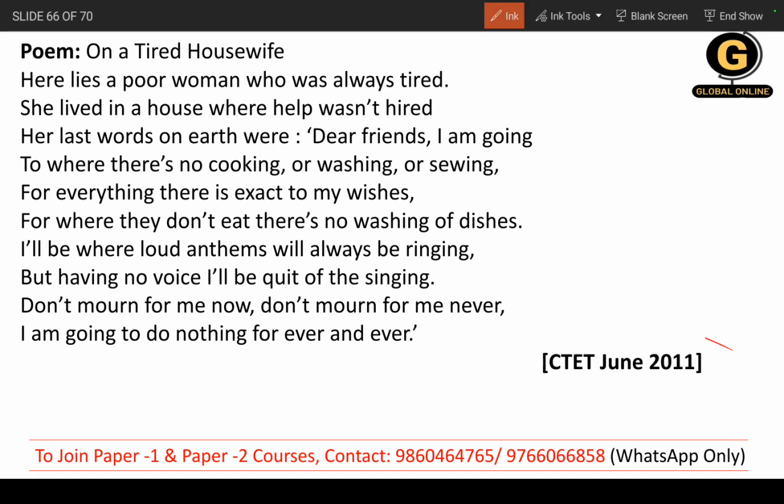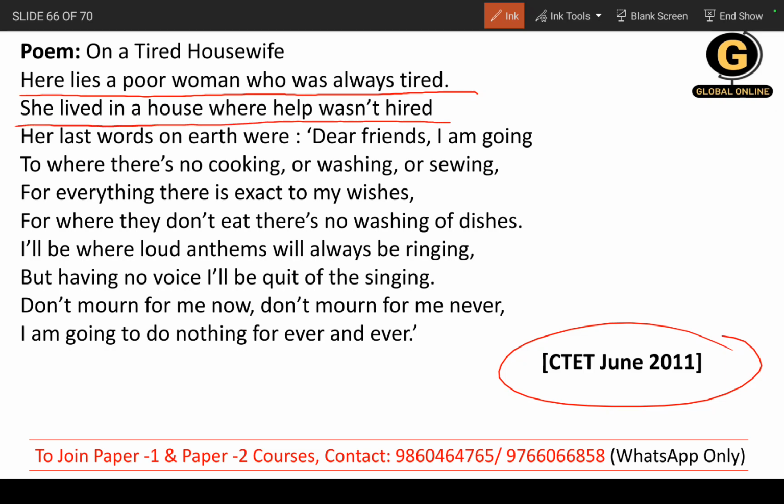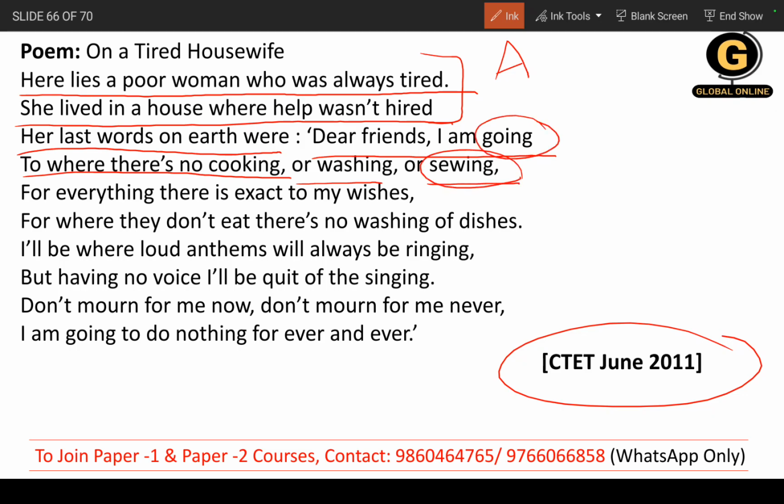We'll see one more example, a previous year example we can see here. Here lies the poor woman who was always tired. She lived in a house where help wasn't hired. So the same rhyme scheme we can see here, right? So we will name it as A. Now, her last words on earth were, dear friends, I am going to where there is no cooking or washing or shoeing. So the same rhyme scheme, so we'll name it B because we already have A, right?